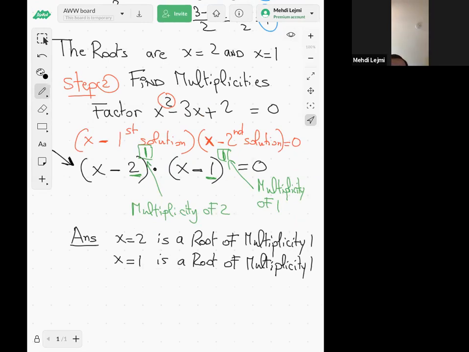X minus 2. Oh, sorry. Thank you, Samira. That's my mistake. I wrote 2 instead of 1. It's a multiplicity 1, of course. Sorry. Thank you. I meant 1, of course. So 2 is multiplicity 1. Yeah, of course.